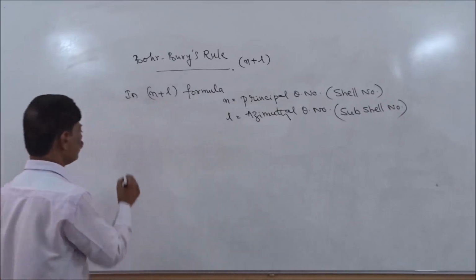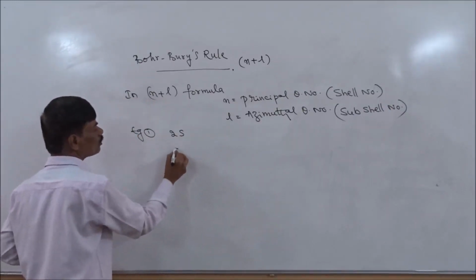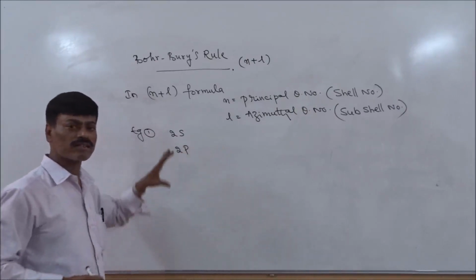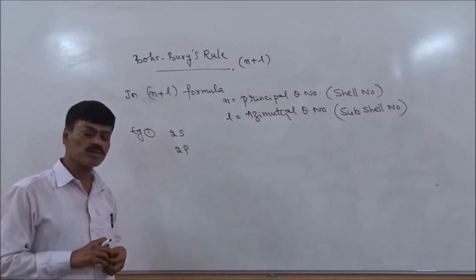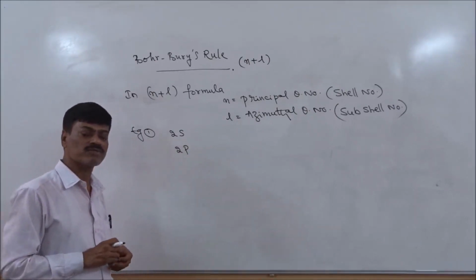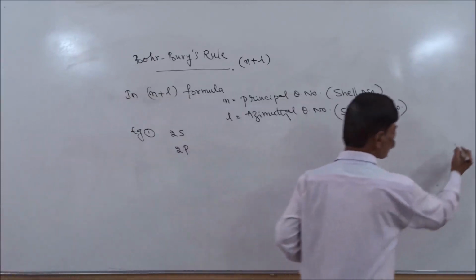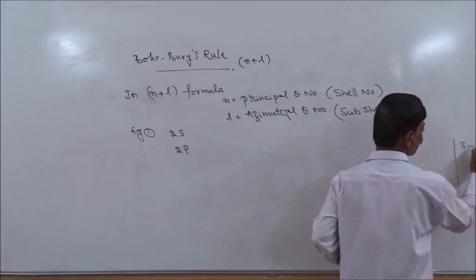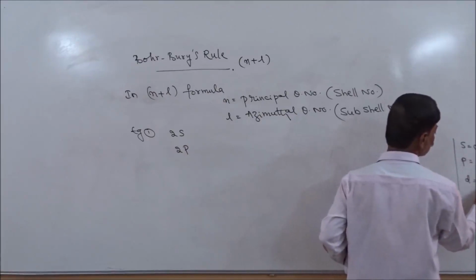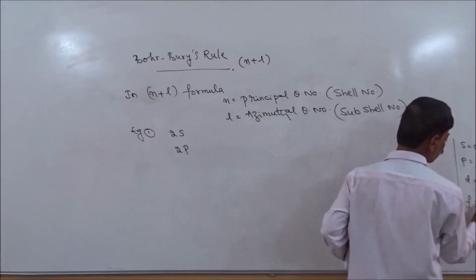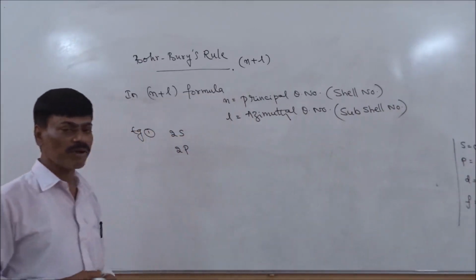Now let us see an example: 2s and 2p together, only one example. Let us see the energies possessed by 2s and 2p and then compare which one has less energy than the other. And always keep in your mind: S value is 0, P value is 1, D value is 2 and F value is 3. This should be there in the mind.